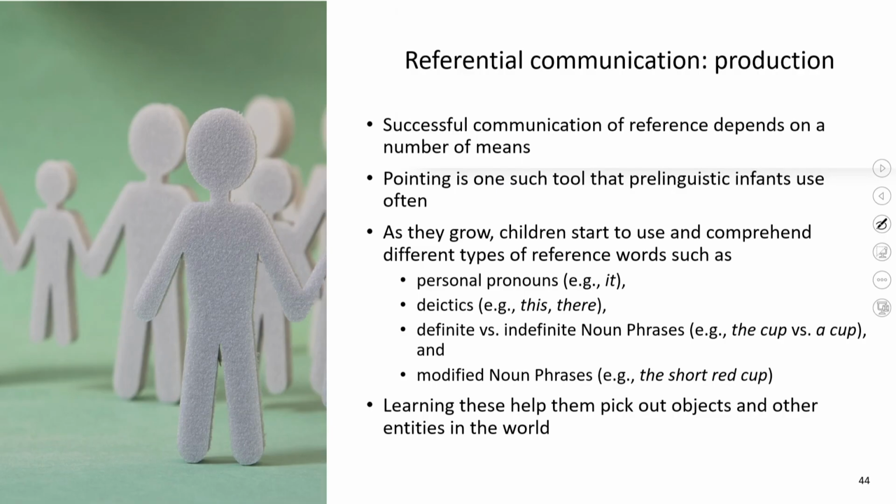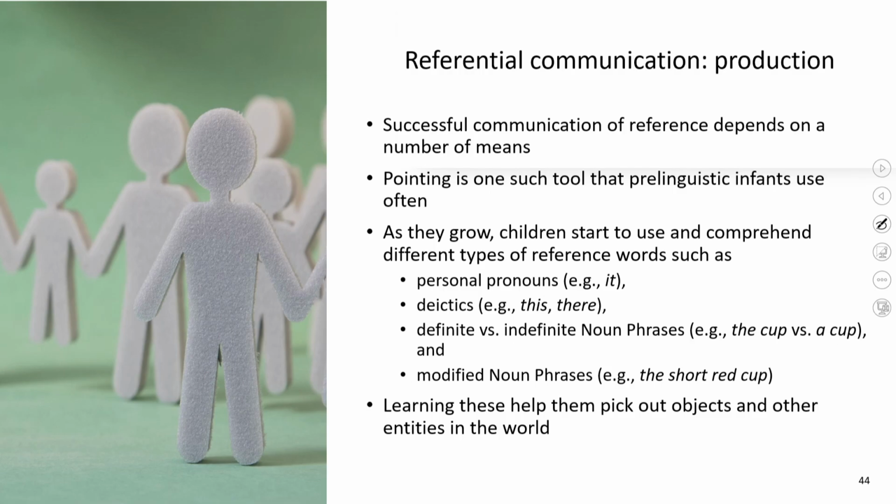We talked about responding to joint attention. This is exactly what we meant there. So, the caregiver is looking at something, the child follows the gaze and thereby gets the meaning of the novel word. Now, successful communication of reference depends on a number of means. So, when they are speaking, when they are producing words as opposed to comprehension as we just saw, they use a number of tools, they use a number of socio-cultural methods to get to it.